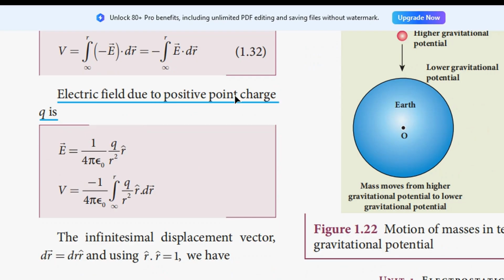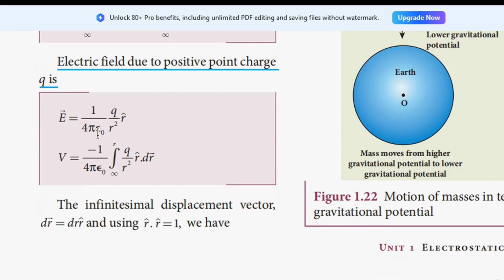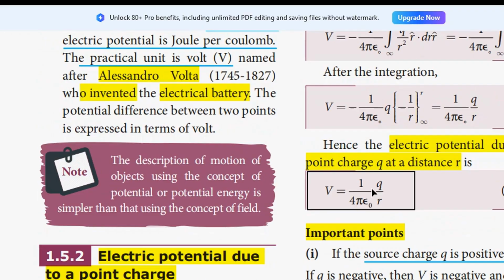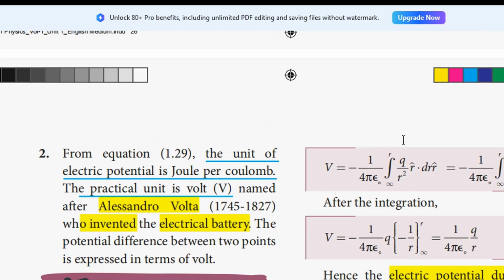So the electric field due to a positive point charge Q is given by E equal to 1 by 4 pi epsilon Q by r square r cap, and V is given by minus 1 by 4 pi epsilon integral infinity to r Q by r square r cap dot dr. The infinitesimal displacement vector dr is given by dr r cap, and using r cap dot r cap equal to 1, we have V equal to minus 1 by 4 pi epsilon naught integral infinity to r Q by r square dr.